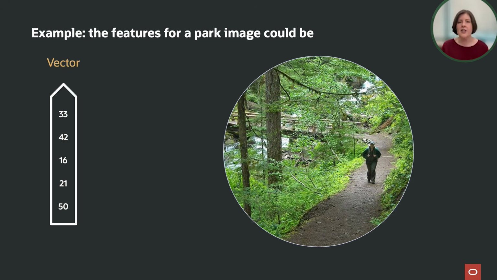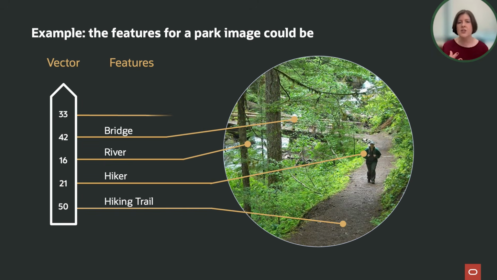So how would you generate the vectors for the images? Well, let's imagine this is the image we're working on right now. And the vector that we would generate to represent that image would contain attributes or dimensions representing the different aspects of that photo. So, for example, we pick up the fact that there's a hiking trail in the image and that there's a hiker on it, that there's a bridge over a river, what types of trees are present.